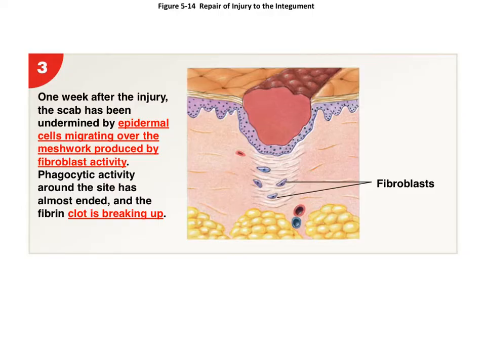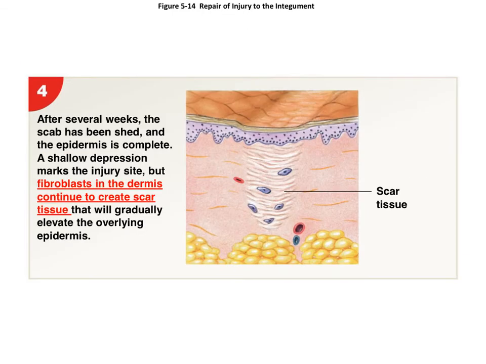Okay, so a while after the injury, the fibroblasts have been busy laying down a collagen fiber meshwork, and epithelial cells have been migrating along that meshwork, kind of regrowing the epithelium underneath the clot, as the phagocytes that are there are breaking that clot up and getting rid of it. After a while, the epidermis beneath the scab has completely reformed, and the scab falls off because it's not attached to the new healthy epidermis. The fibroblasts are still active. There may still be some scar tissue underneath that site.